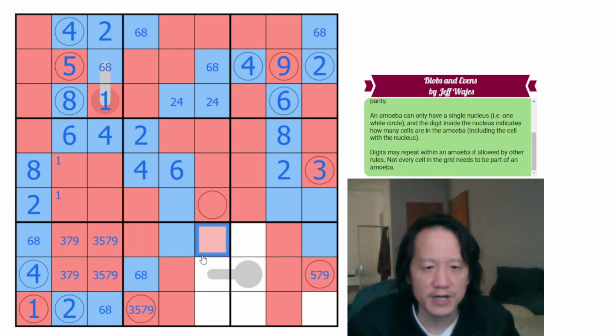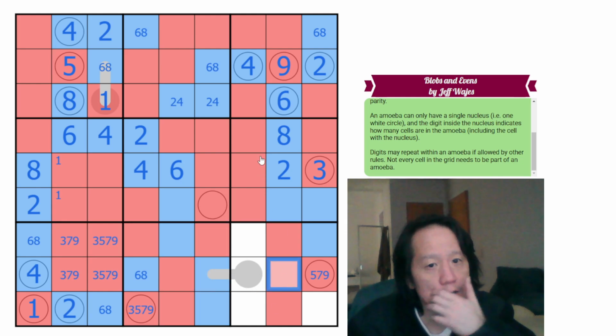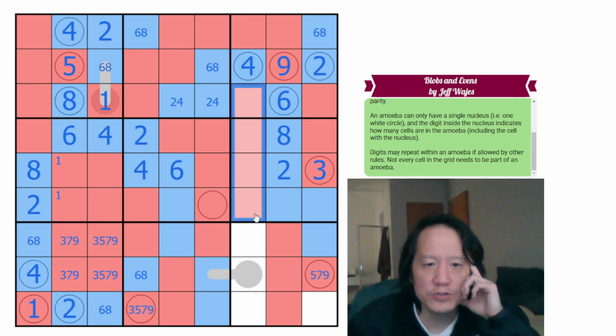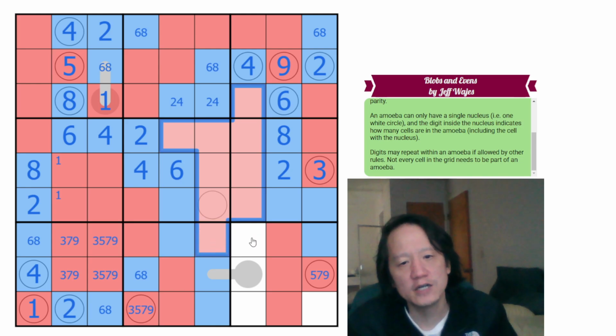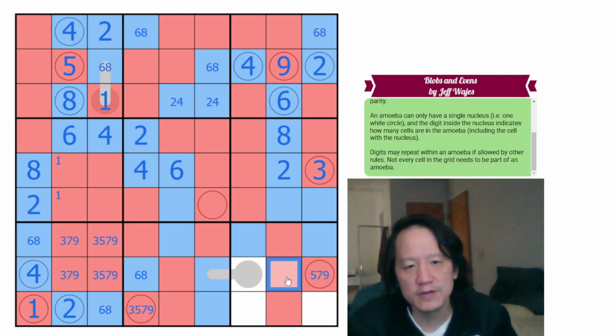Therefore, the rest of the box cannot be odd. Therefore, they must be even. This is even. This amoeba is 1, 2, 3, 4, 5, 6, 7, 8, 9 already. So it cannot have any more odds with it. So therefore, this must be even. So this is 9.